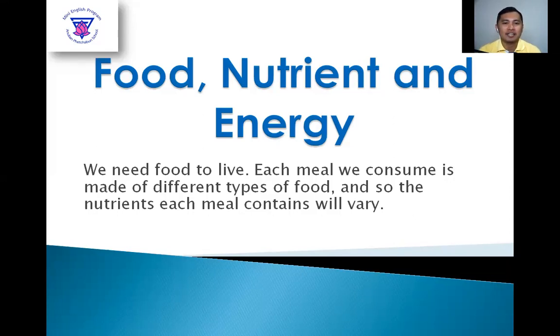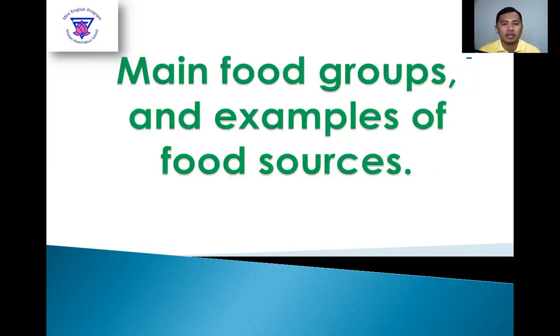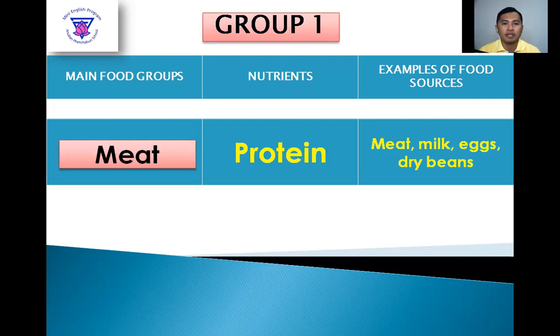Now students, let's go to the next slide. We have the main food groups and examples of food sources. First we have group one. This is our main food groups, the nutrients, and the examples of food sources. First let's have meat. In group one, we have the meat.